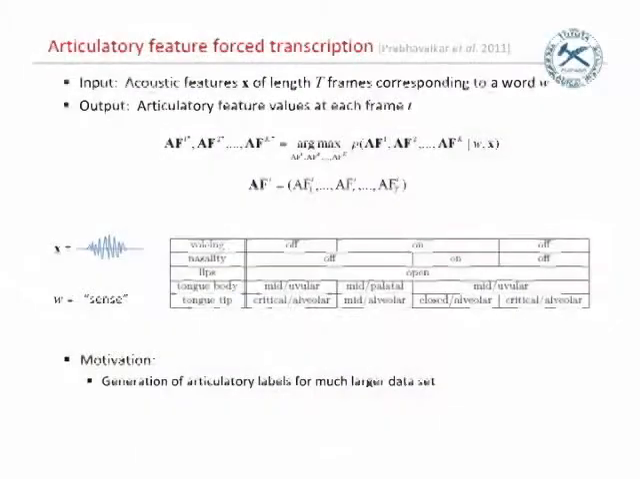So our job here is, given that we have a known word transcription and the acoustics of a speech utterance, we'd like to find the values of the articulatory features at every time frame for all articulatory features. So we're given a waveform and the word, and we'd like to produce something that looks like this. And so we'd like to use this to generate articulatory labels for a much larger set.